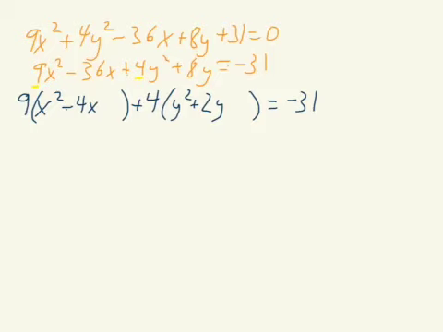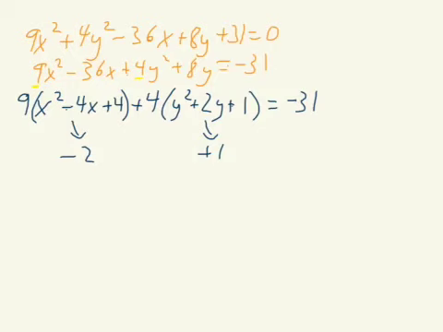Well, recall if you halve negative 4, you get negative 2. And if you square negative 2, you get 4. If you halve 2, you get positive 1. You square 1, you get 1. Remember, you're always adding something, which makes sense because when you square a number, whether it's positive or negative, it's going to be positive.